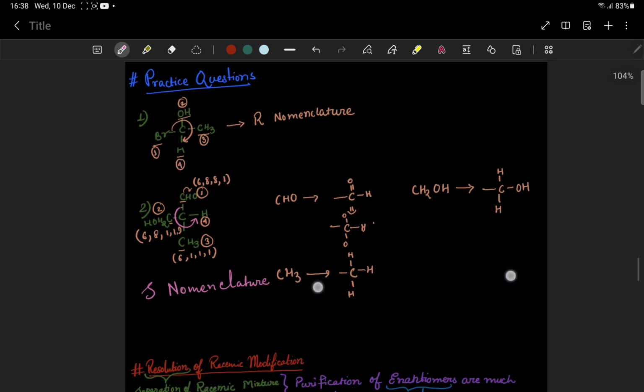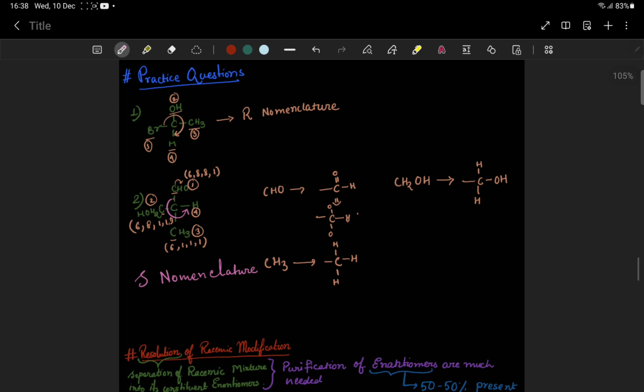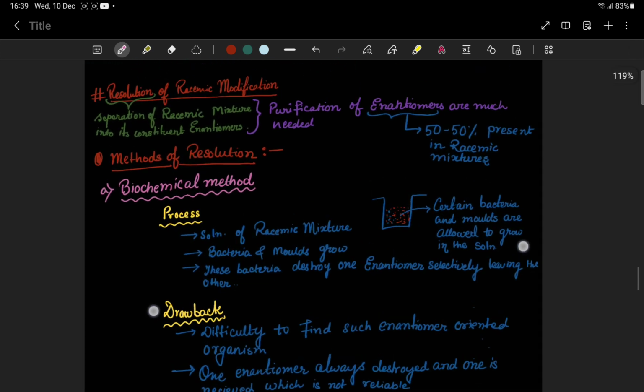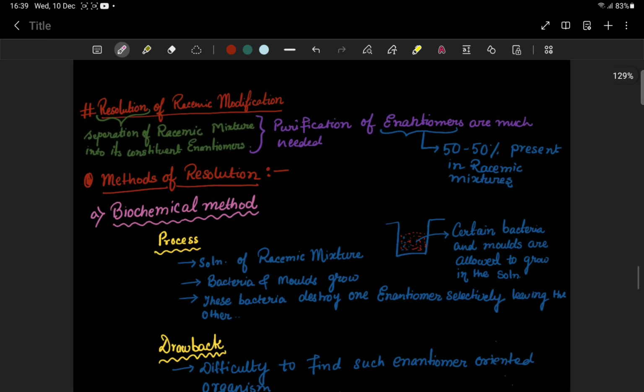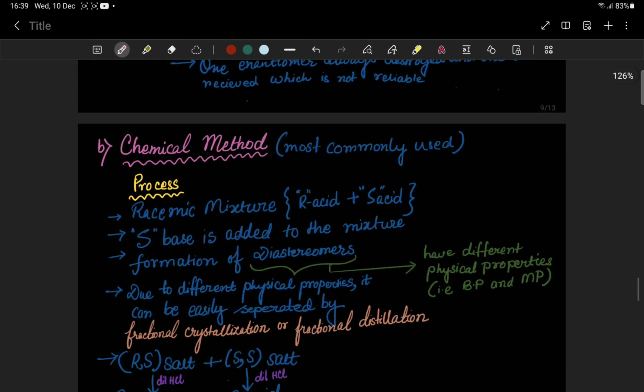Okay. So I think these two questions have recalled how we use the CIP rule. So without any further delay, let me move to today's topic, that is the resolution of racemic modification. In the meantime, I will also get into the topic of geometrical isomerism.